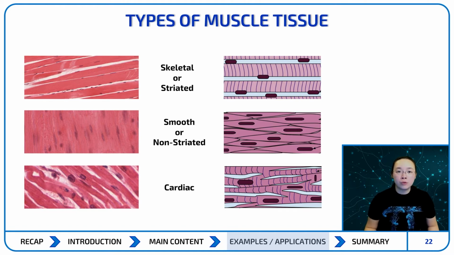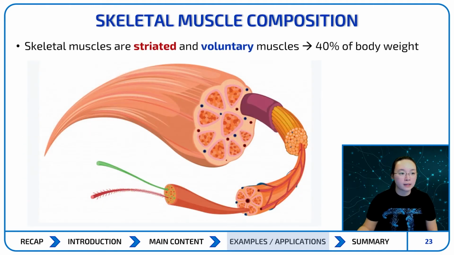Now we also have smooth or non-striated muscle tissue, and they look more like elongated cells that are just pieced together with no space in between. So those are smooth muscle cells. You also have cardiac muscle cells or muscle tissue, and those are quite irregularly shaped with a lot of branches that connect to each other. So just note the differences between the different types of muscle tissue, and that's all you have to know. Let's go to the next slide.